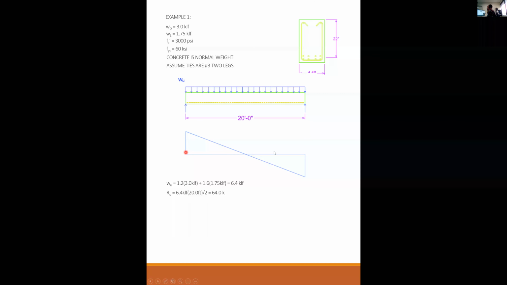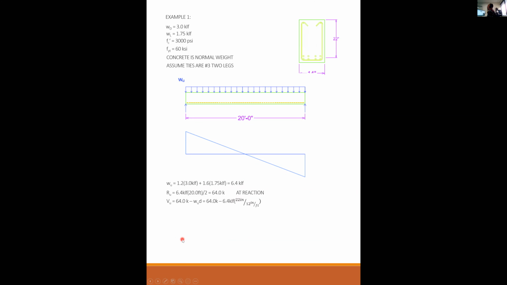Each reaction factored is 64 kips. So that's the magnitude of this end, the magnitude of this end. Now, our V_u is not at the end. Our V_u is located at a distance d in from the end. So how do we do that? Well, we take our reaction minus our distributed load times a distance of d. So I take my 64 kips minus 6.4, my linear load here, times a distance of d. d is 22 inches, and I convert it to feet, and that gives me 52.3 kips. And this is my design shear at a distance d from the end of the beam.